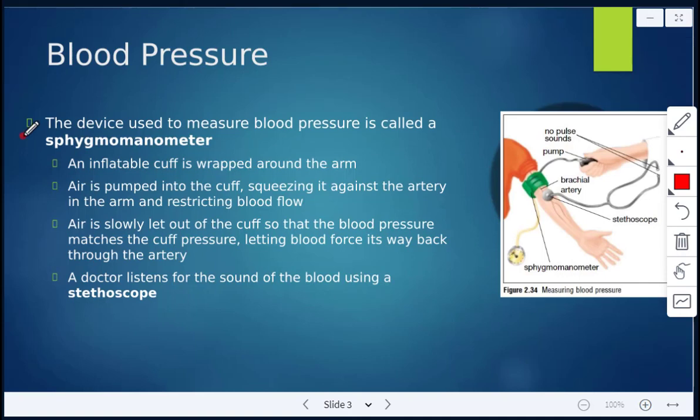There's a device called a sphygmomanometer, spelled out right here. That's a device that is used to measure blood pressure. So basically an inflatable cuff is wrapped around the arm, and then air is pumped into the cuff, squeezing it against the artery in the arm and therefore restricting blood flow. And then air is slowly let out of the cuff so that the blood pressure matches the pressure in the cuff, and then the blood is slowly being forced its way back through the artery. And while that's happening, a doctor is listening using this stethoscope, listening to the sound of the blood.